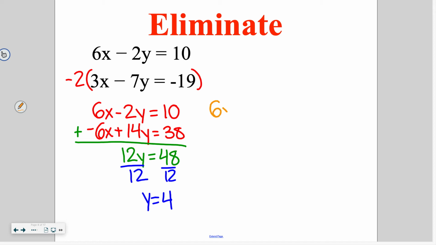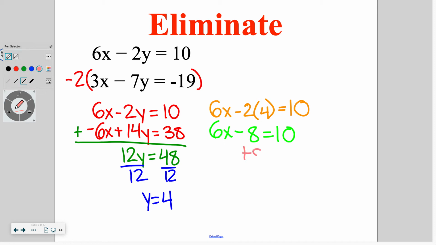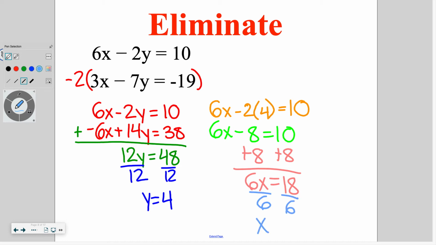So I'm going to say 6x minus 2 times 4 is going to give me 10. When I multiply, I'm going to get 6x minus 8 is equal to 10. Adding 8 to both sides is going to give me 18. So I've got 6x is equal to 18. And my final step of dividing by 6 is going to give me x is equal to 3. So I've got my answer of x is equal to 3 and y is equal to 4 for a final solution of 3, 4.